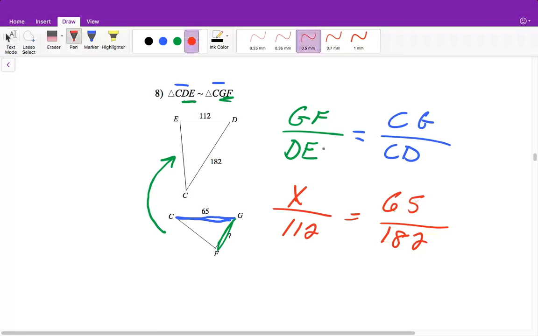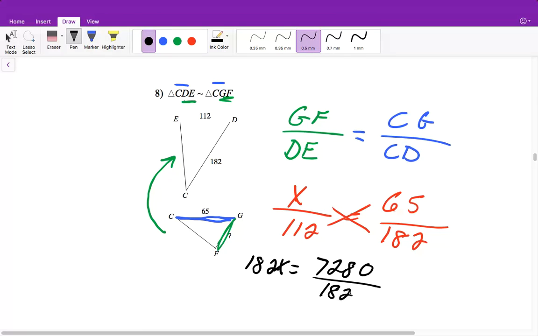So then we will cross multiply. So then we would get 182x is equal to 65 times 112, which is equal to 7,280. Divide each side, 182x, divide each side by 182. And that gives us our final answer of x is equal to 40.